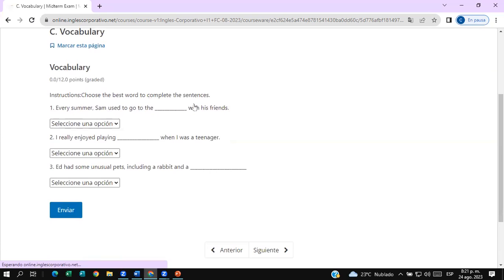Choose the best word to complete the sentence. Let's see, volunteers. Andrea, thank you. We need to see the options. Beach, teacher. But complete the sentence. Don't be lazy, guys. No, I want you to complete the sentence. Every summer, Sam used to go to the beach with his friends.